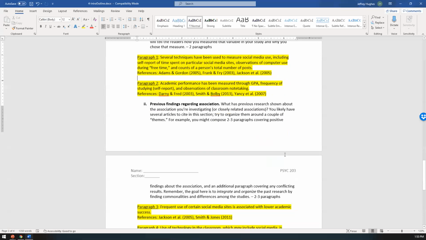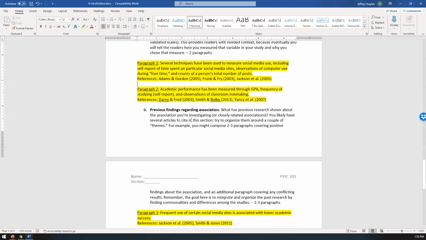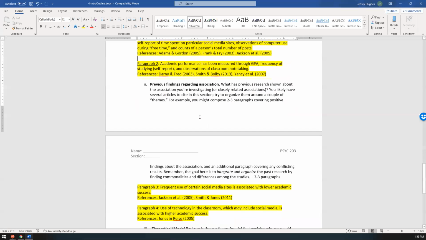All right, so we have paragraph 1 about the IV, how was it measured? Paragraph 2, how's the DV measured? Next up, I want you to tell me what has previous research found. So prior research, whenever you're reading your prior literature, you should see that they talk about, hey, here's why we think our IV and our dependent variable are related.